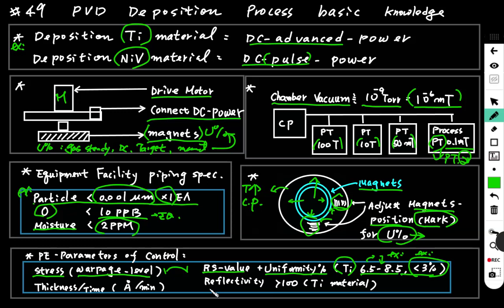And reflectivity also needs to be a parameter to control. The reflectivity above 100 value. This is the spec for Ti material. Okay, that's the basic PVD deposition process basic knowledge.